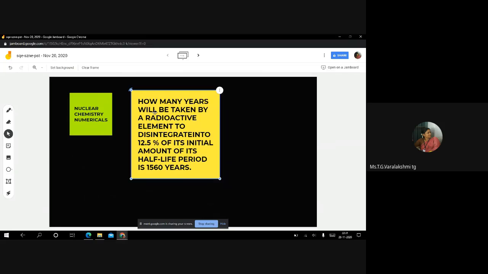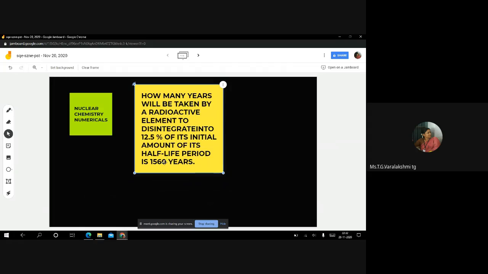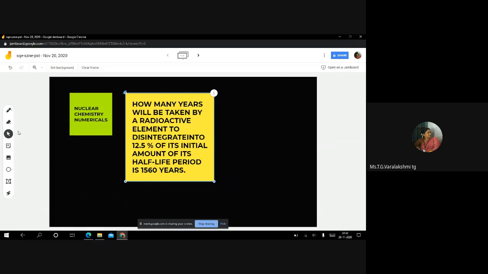The question is, how many years will be taken by a radioactive element to disintegrate into 12.5% of its initial amount? And they have also given you the half-life period, that is 1560 years. What they are asking to calculate, first you must know what they are asking here.